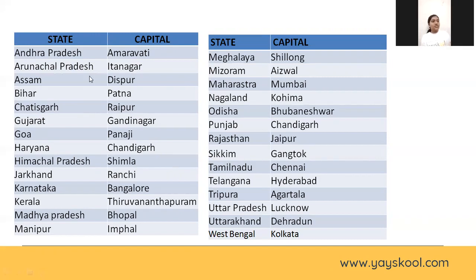Then Arunachal Pradesh, Itanagar, Assam, Dispur, Bihar, Patna, Chhattisgarh, Raipur, Gujarat, Gandhinagar, Goa, Panaji, Haryana, Chandigarh, Himachal Pradesh, Shimla, Jharkhand, Ranchi, Karnataka, Bangalore, Kerala, Thiruvananthapuram, Madhya Pradesh, Bhopal, Manipur, Imphal, Meghalaya, Shillong, Mizoram, Aizawl, Maharashtra, Mumbai, Nagaland, Kohima, Odisha, Bhubaneswar, Punjab, Chandigarh, Rajasthan, Jaipur, Sikkim, Gangtok, Tamil Nadu, Chennai, Telangana, Hyderabad, Tripura, Agartala, Uttar Pradesh, Lucknow, Uttarakhand, Dehradun, West Bengal, Kolkata. So all these are the states and their capitals.